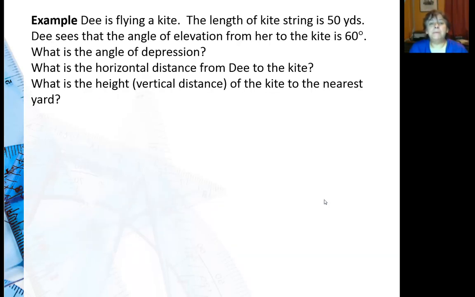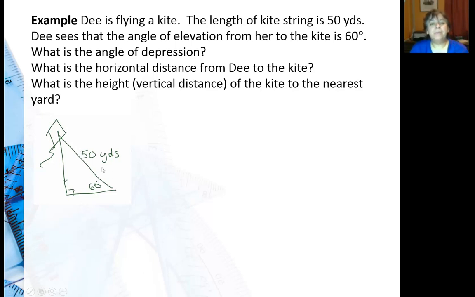So in this example, D is flying a kite. The length of the kite string is 50 yards. D sees that the angle of elevation from her to the kite is 60 degrees. So here's a picture I drew. And D's down here at the bottom. And remember, angle of elevation is from the person looking up. So this is the angle of elevation. 50 yards, that's the kite string.